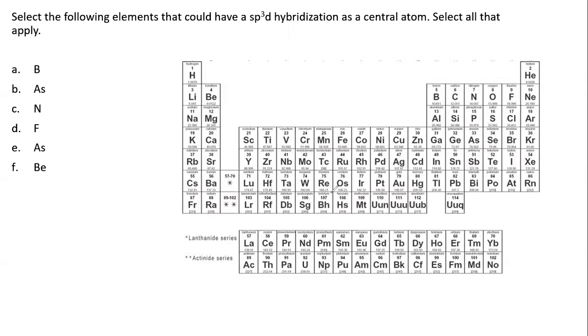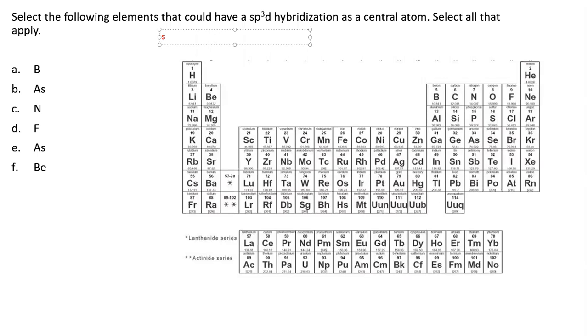So here we're dealing with hybridization. Hybridization kind of explains why certain elements can have 3 bonds around the central atom, 4 bonds, 5 bonds, 2 bonds, etc.